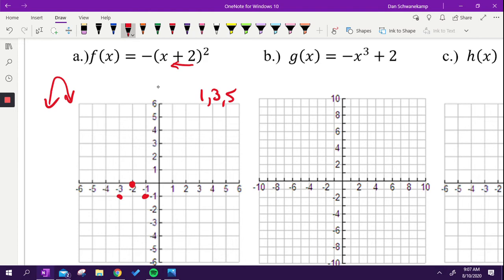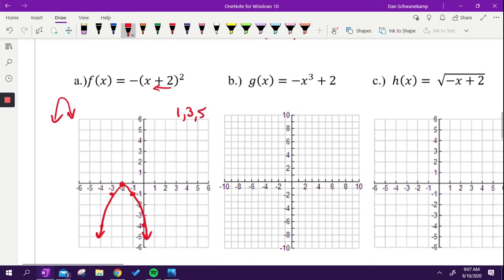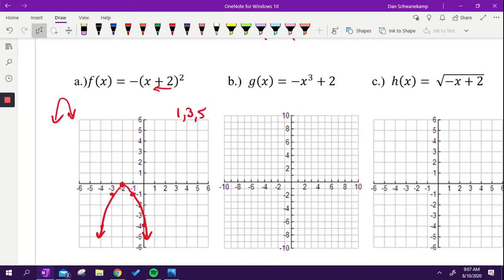Questions on the first one? Try the second one, negative x cubed plus 2. Think about what that would look like. Show me the arms. What's the shape? It's x cubed, so we're this way, but there's a negative in front. What's that negative going to do?